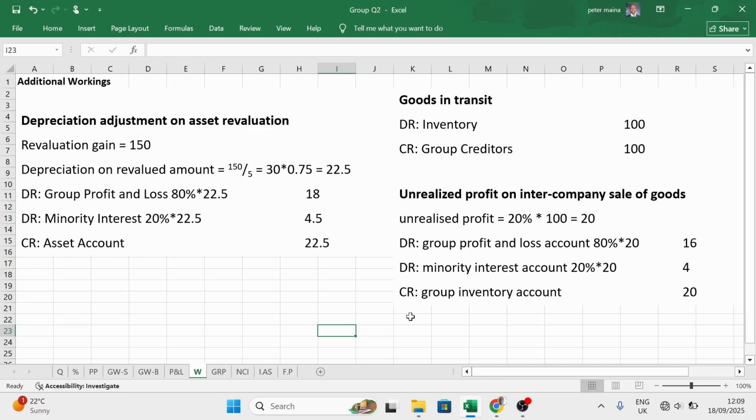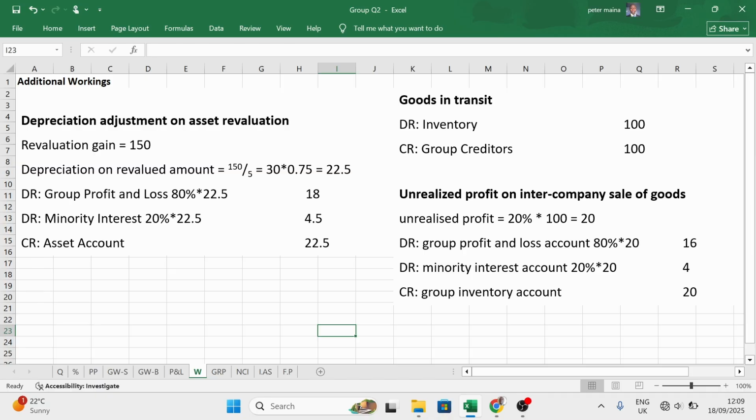So the entries will be as shown here. We are going to debit group profit and loss account 80%, which is the share of the parent, 80% of 20, which is 16. Then we debit minority interest account with 20%, which is the share of minority, 20% of 20, which is 4. Then with the whole amount, we are going to credit group inventory account with the whole amount, 20.